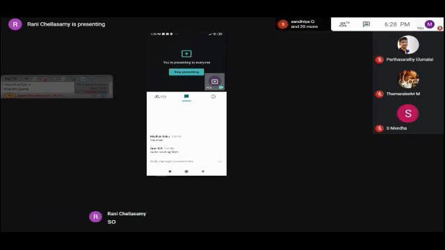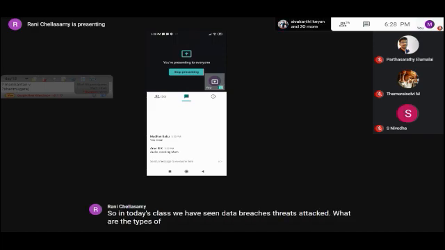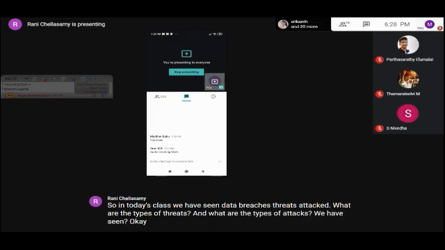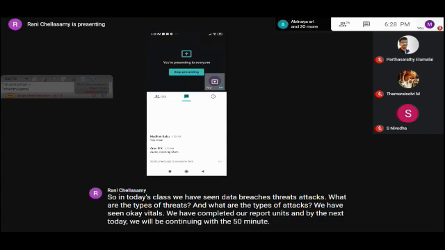So in today's class, we have seen data breaches, threats, attacks, what the types of threats are and what the types of attacks are. By this, we have completed our fourth unit. And by the next day, we'll be continuing with the fifth unit, which will be protocols and cyber security vulnerabilities.